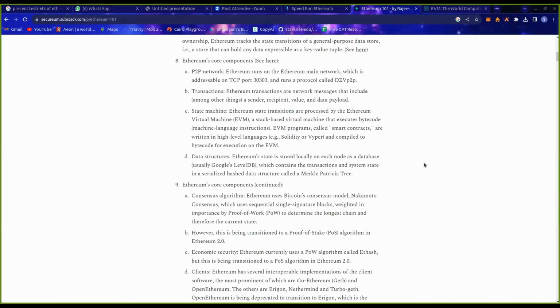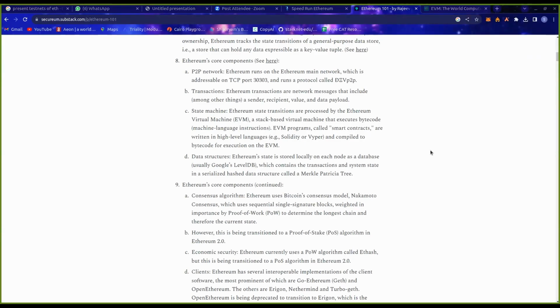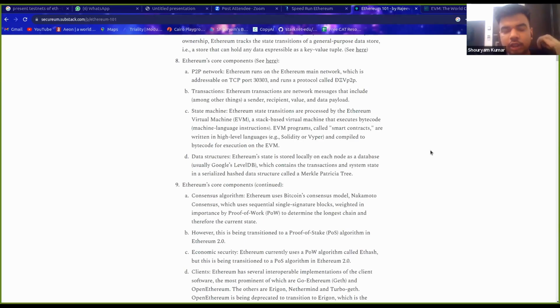Peer-to-peer. Yeah, it's peer-to-peer. But what do you mean by peer-to-peer? Means you can send directly from person to person without involving a third party. Without involving a third party, okay.